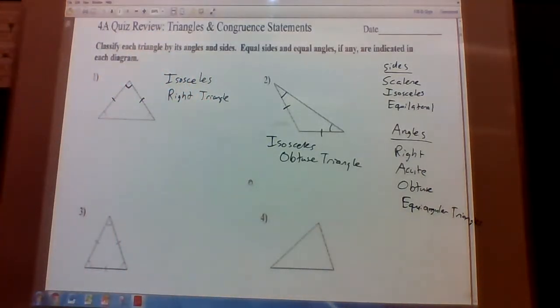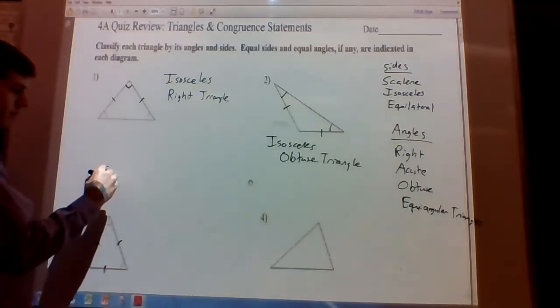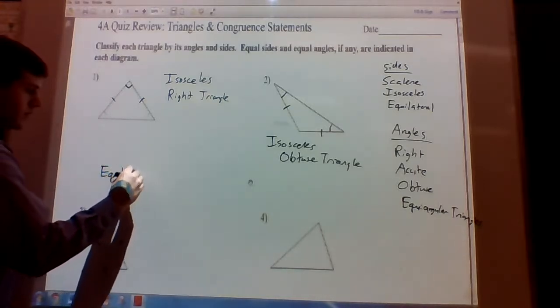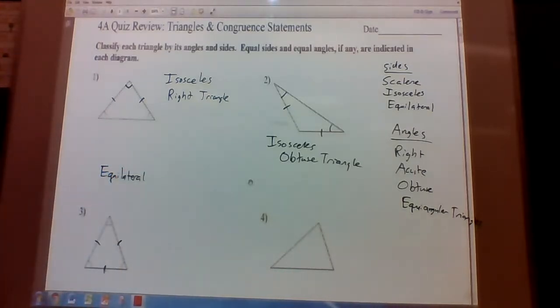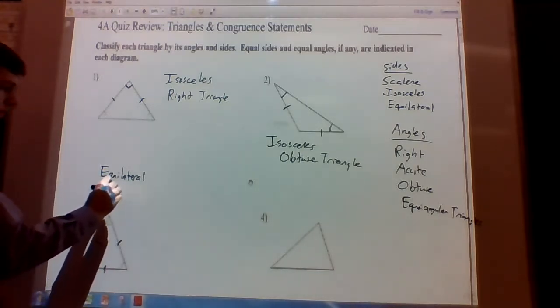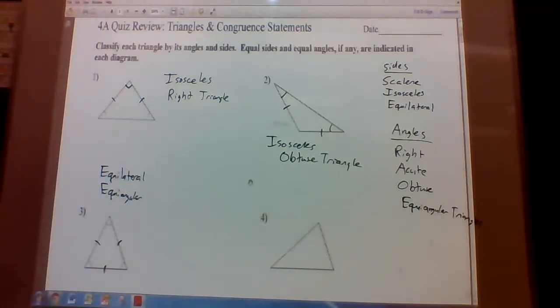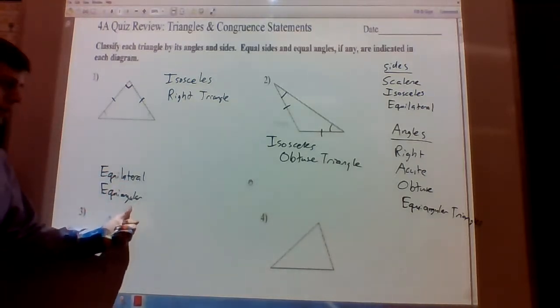Number 3, we can see we have 3 sides that are congruent. So this is going to be equilateral. If it's equilateral, we know it's going to be equiangular, and those angles are all going to be 60, 60, and 60. Again, lateral means sides. If you're moving laterally, you're moving side to side. So equal sides, and then equiangular, obviously equal angles.